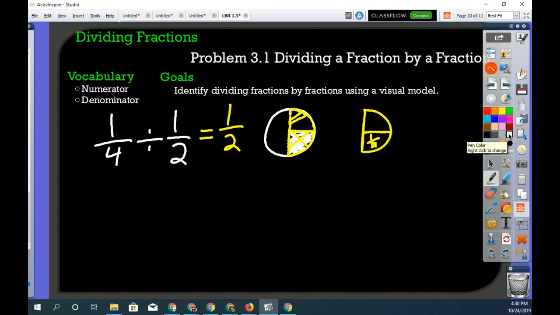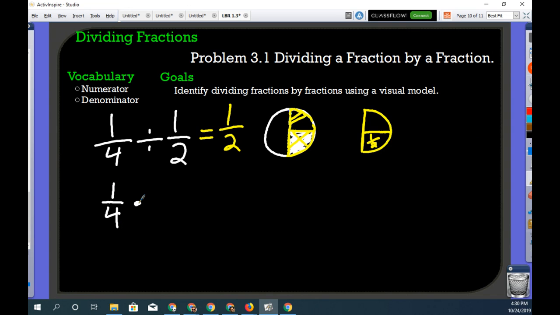So let's work through our problem. First fraction stays the same. Change our operation to multiplication. Flip the second fraction. Multiply straight across. Reduce our fraction. We get the answer 1/2.